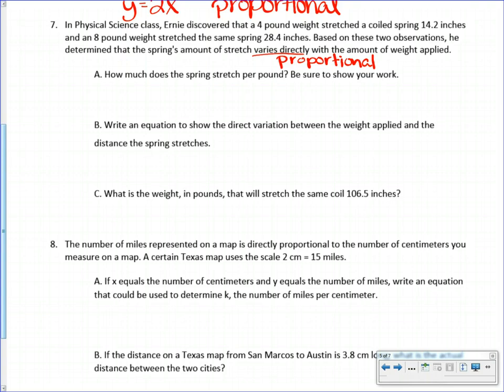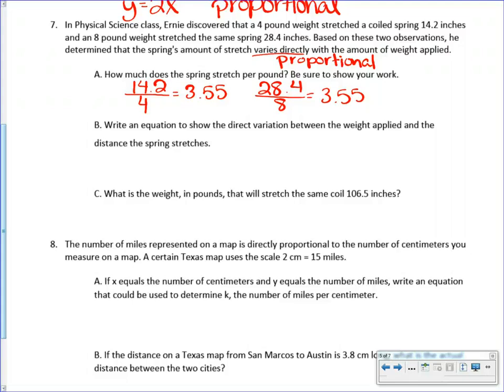So how much does the spring stretch per pound? So we're going to find out how much the spring stretches per pound of weight applied to it. So we're going to take the number of inches and divide it by the number of pounds. So 14.2 divided by 4 is 3.55 inches. We can check that using 28.4 and 8. 28.4 divided by 8 also simplifies to 3.55. So for every 1 pound you add, the spring will stretch 3.55 inches.